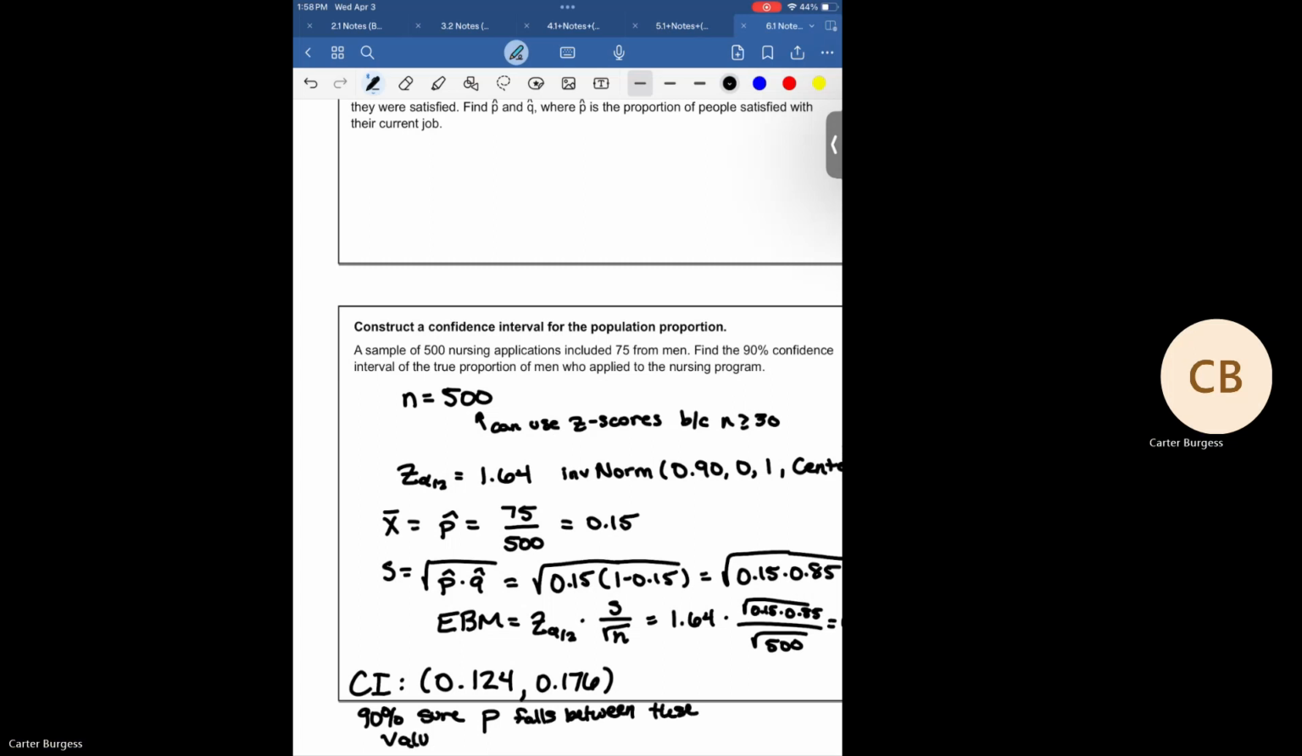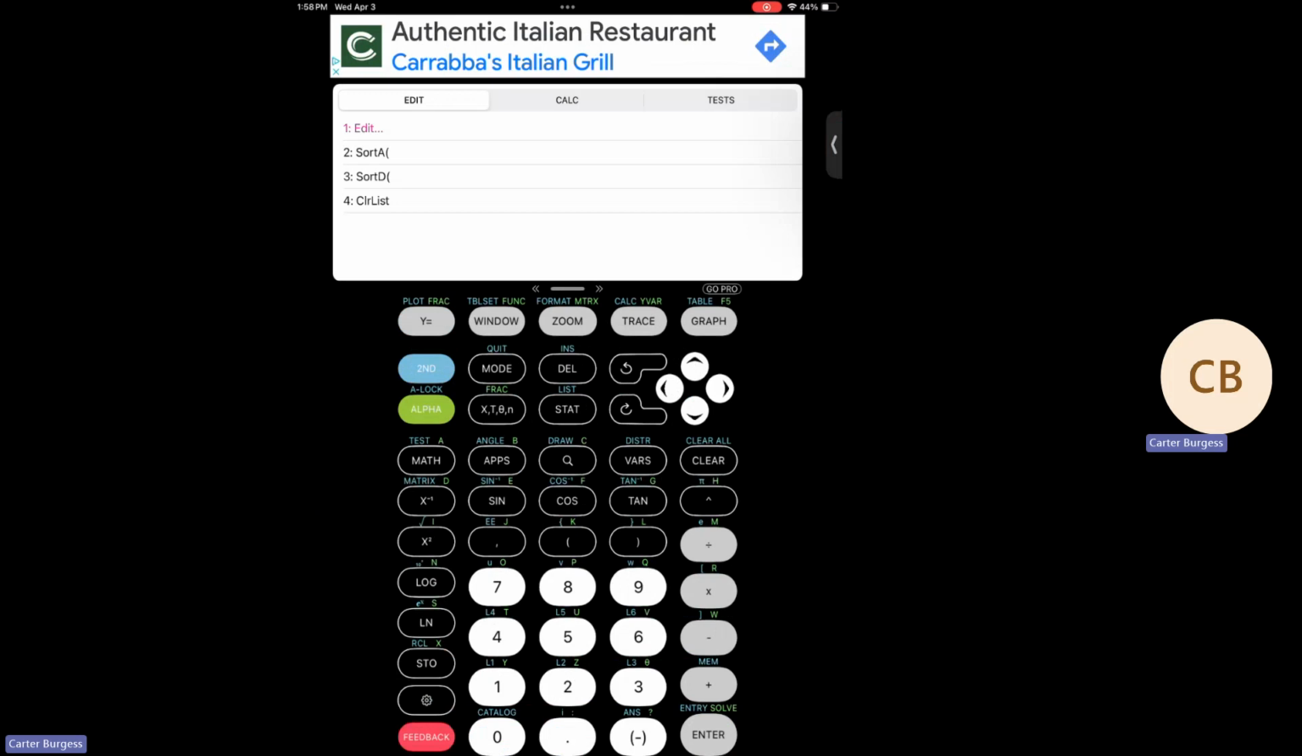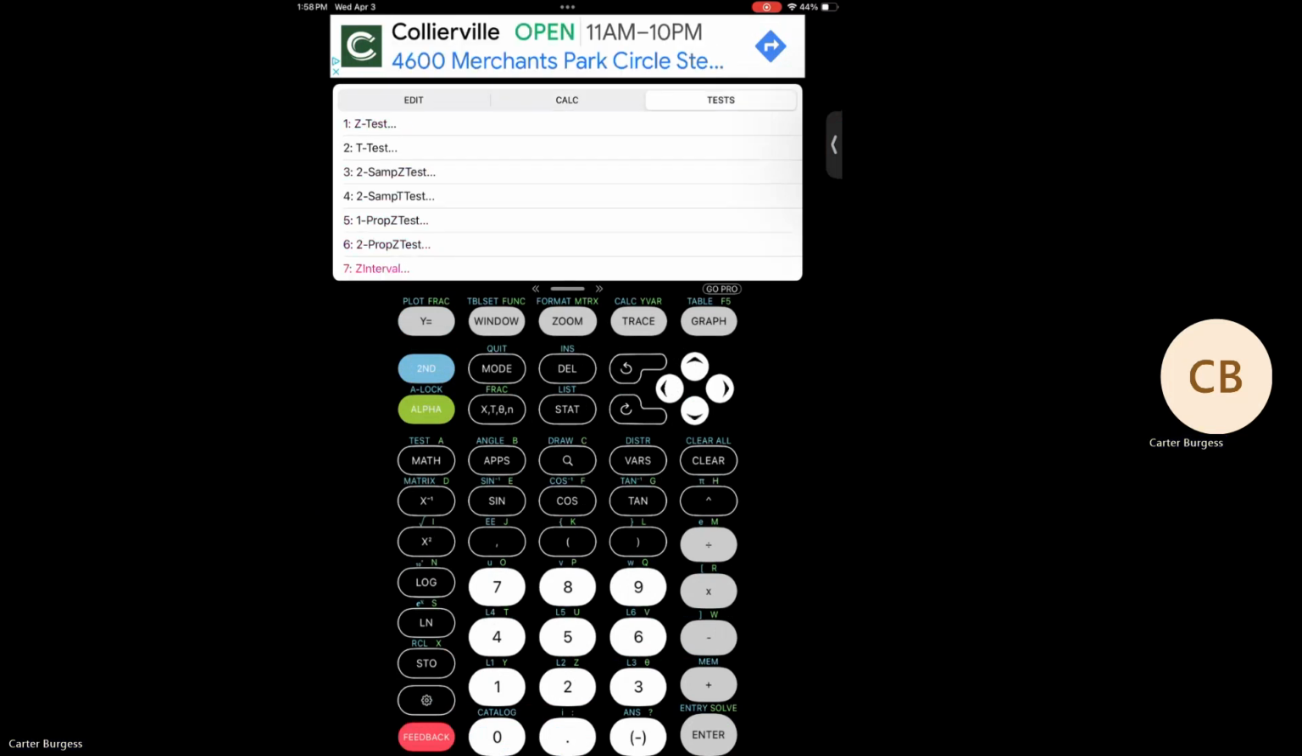Yes, Nathan. So if you go to stat, slide over to tests, and down to the Z interval test, then the mu that we use is the 0.15, the S is the square root of whatever, and then you're good to go.